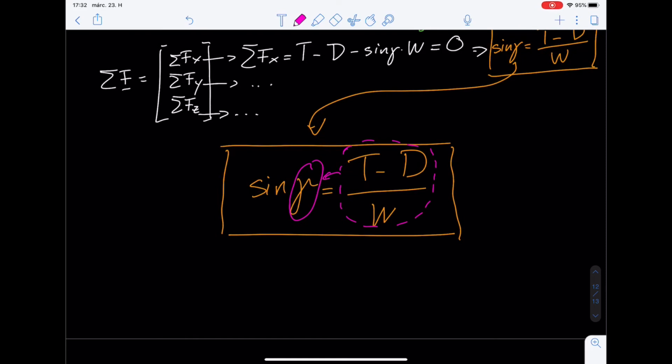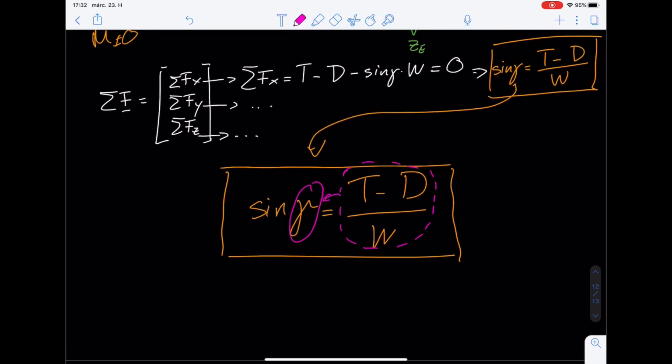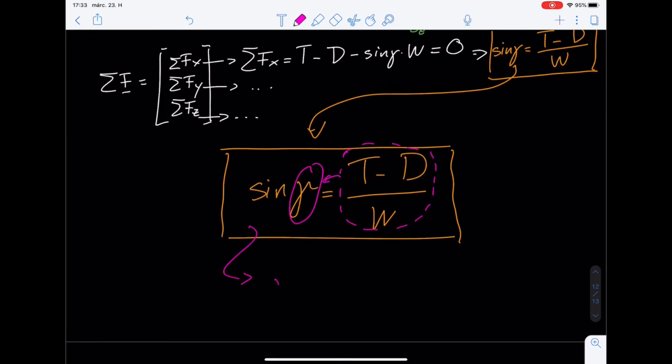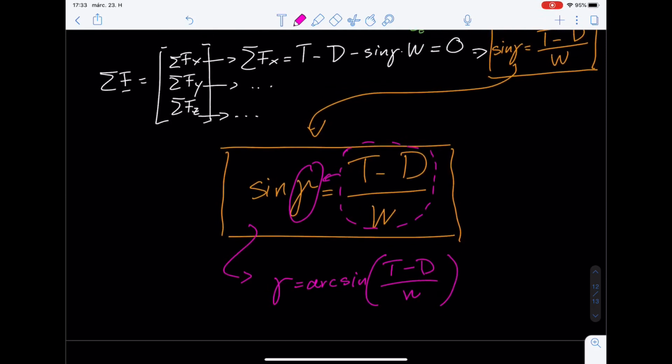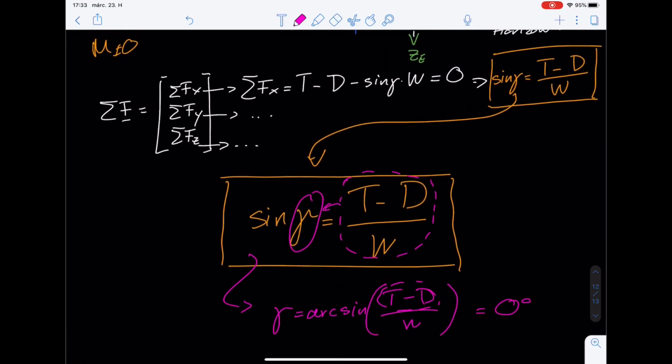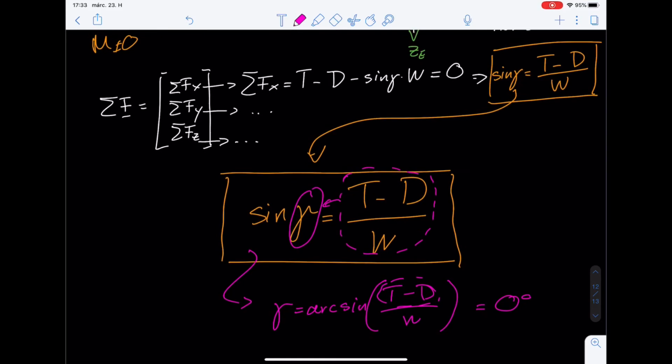Okay, so we can immediately see what happens if the thrust is equal to the drag. Then the whole expression is going to be 0, and for the sine of the angle, if we express it further, gamma is going to be the arc sine of thrust minus drag over weight. So if this expression right here is 0, then the entire fraction is going to be 0, and arc sine of 0 is going to be 0 degrees. So 0 degrees of angle of climb means basically cruise conditions, and this is what we got initially as cruise conditions, so this whole thing basically checks out.